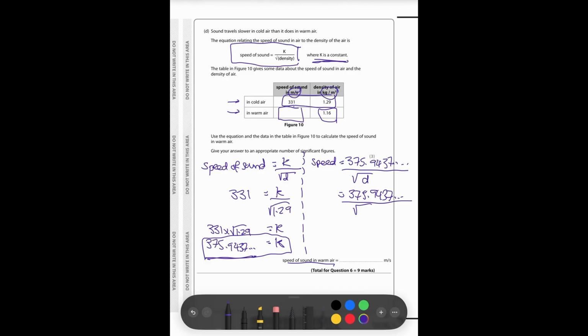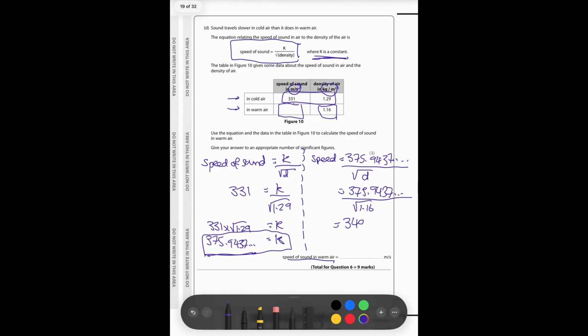So the density is 1.16. And I'm just going to put that in the calculator, divided by square root of 1.16. I'm always going to write the full number first. So 349.0549. And that's it. And then I would generally round to two significant figures, but this question is saying give your answer an appropriate number of significant figures.